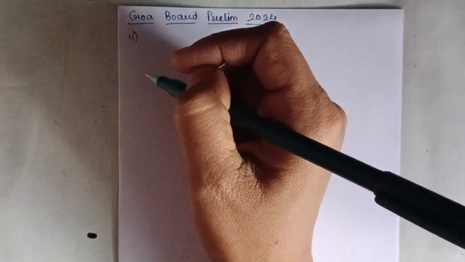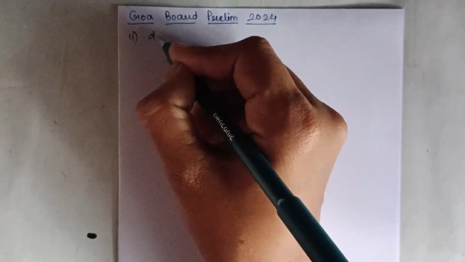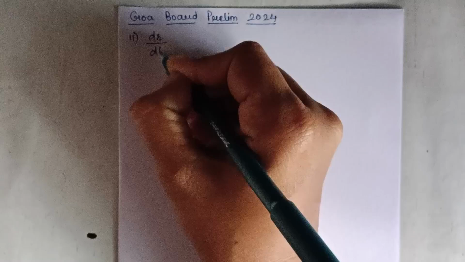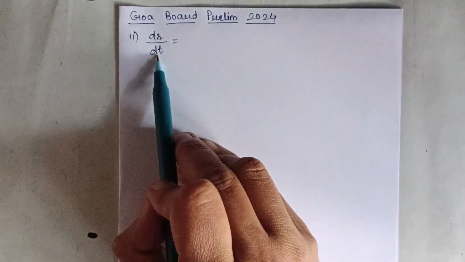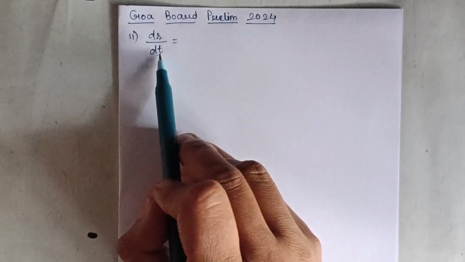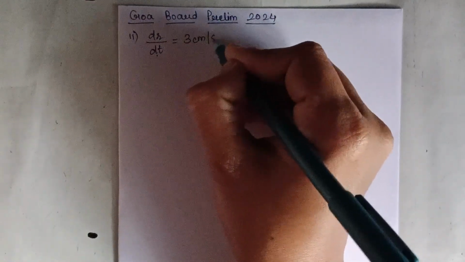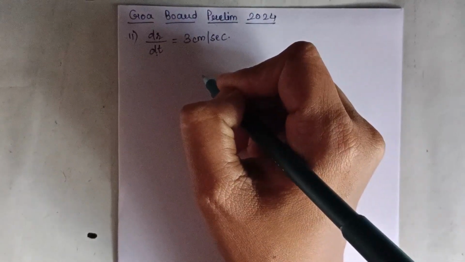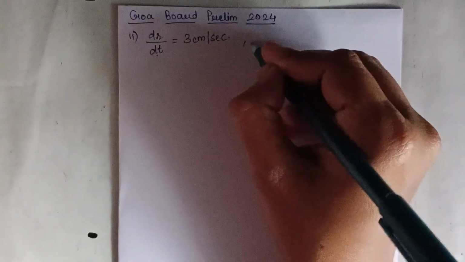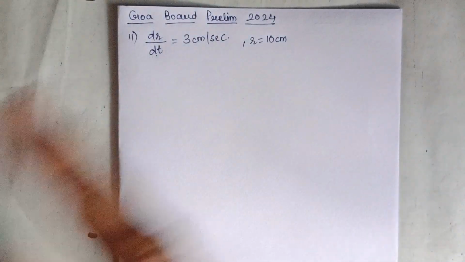Radius of a circle is increasing at the rate. So if the radius is r, then the radius is increasing at the rate that is dr by dt. Its derivative with respect to time is 3 centimeter per second. We have to find the rate at which the area of the circle is increasing when the radius is 10 centimeters. So radius is given and you have to find the area which is increasing.